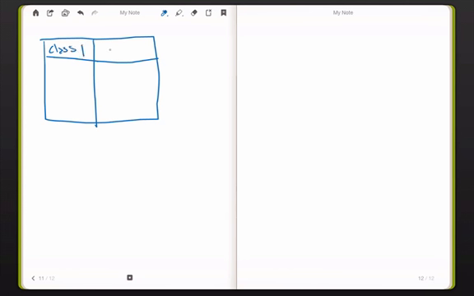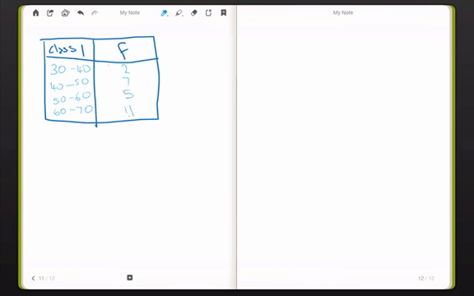Class intervals, I don't have enough room for that. And this can be our frequency, okay? So let's say we'll start from the middle somewhere. Let's start from 30. So we'll go 30 to 40, 40 to 50, 50 to 60, 60 to 70, okay? And then we'll say that it's 2 and 7 and 5 and 11.